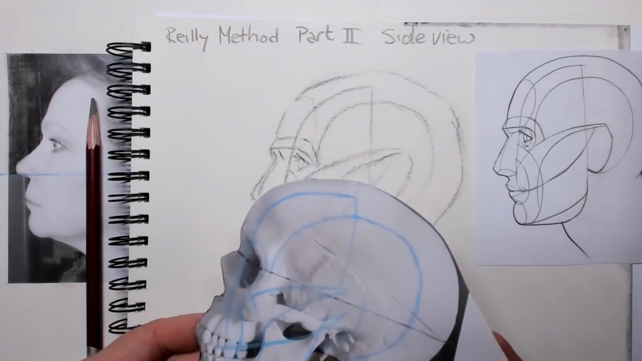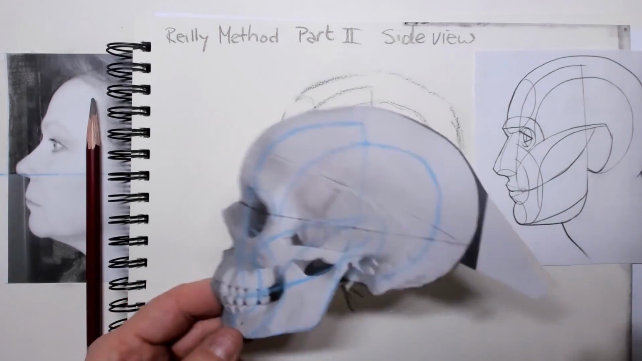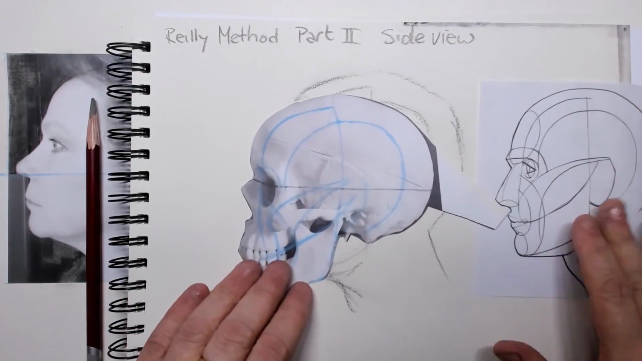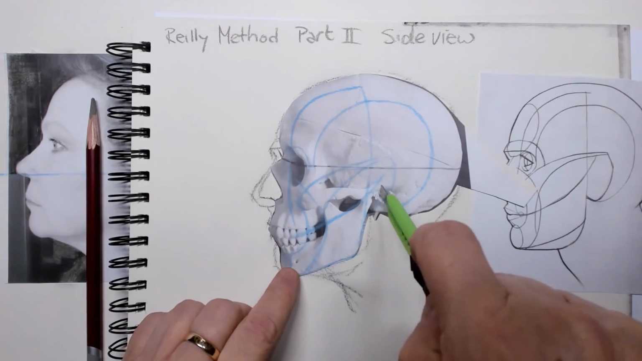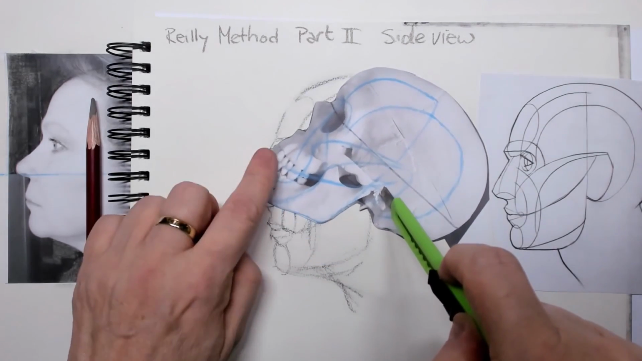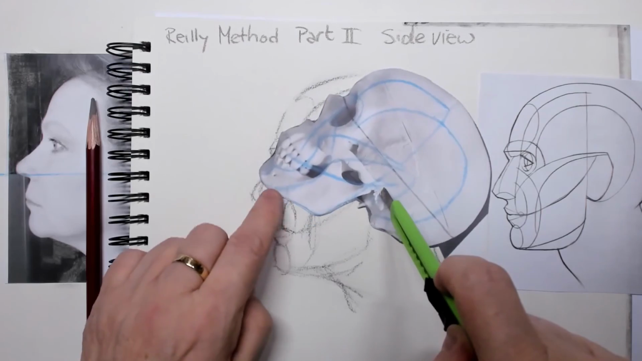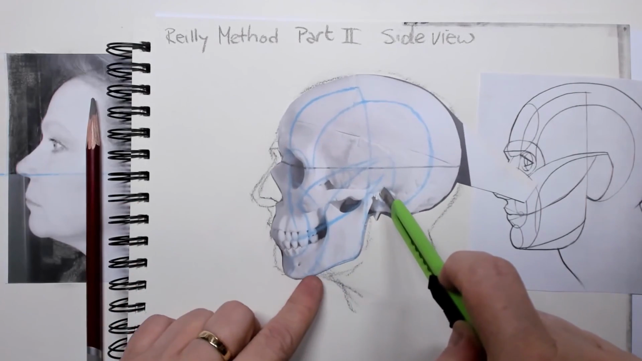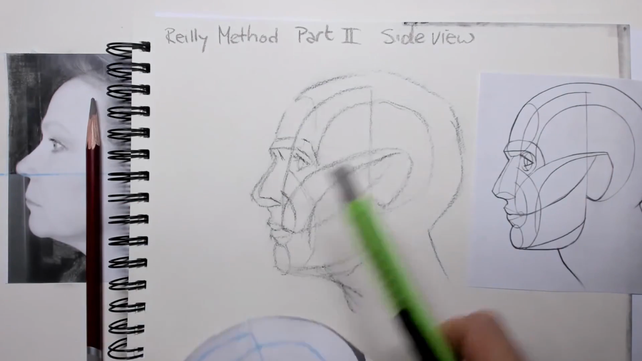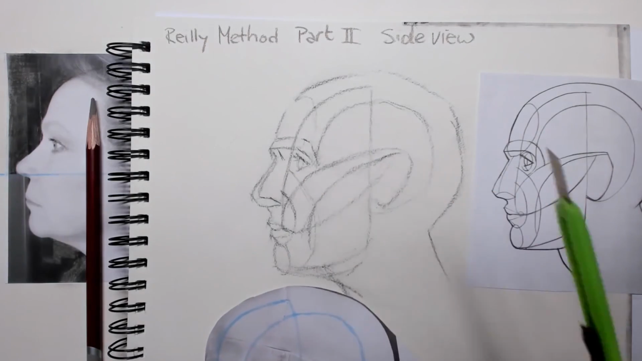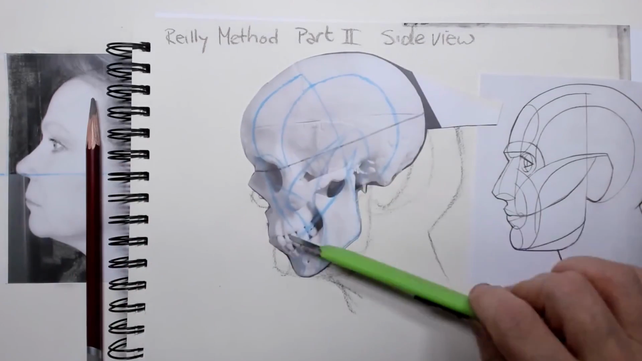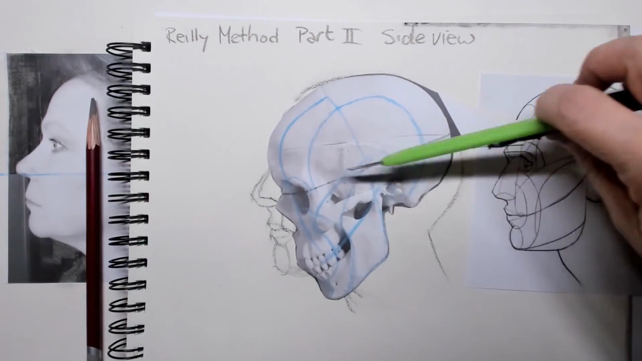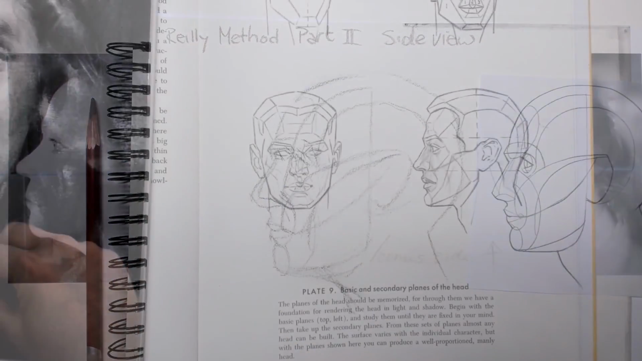Hi everybody, and welcome to part 2. In this tutorial we will be watching the side view of the face, making use of the Reilly method, the Reilly lines. And what is very obvious here is that there is a rotation point within that skull, and we need to learn to see this rotation point and what that does for the face itself and for your portrait drawing.